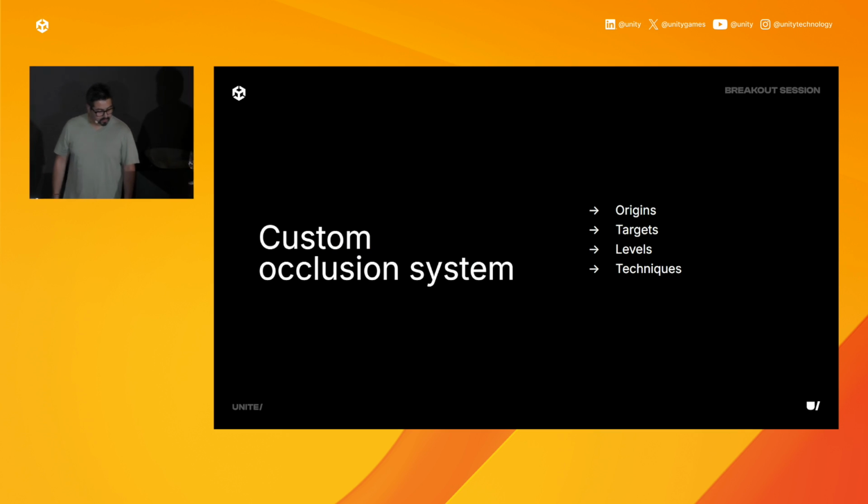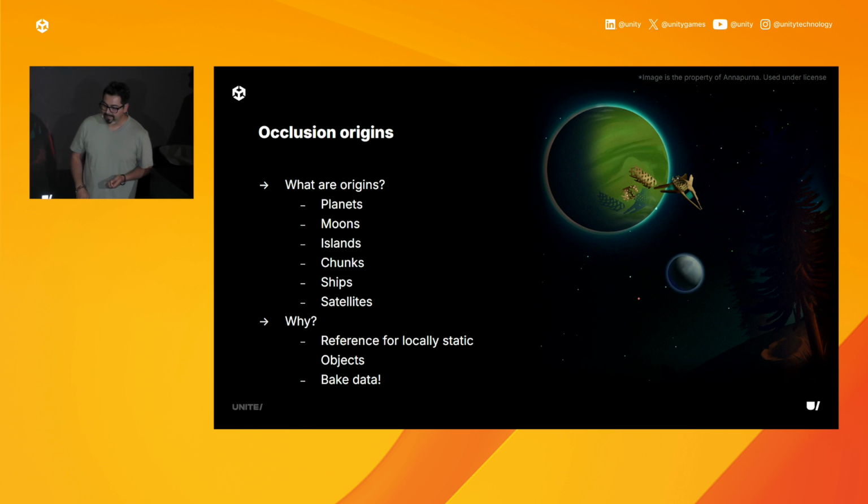Right. So, as I had mentioned earlier, we weren't able to use any of the out-of-the-box occlusion systems that exist. Most, if not all, rely on static occlusion data to process occlusion. So we needed a solution that could be dynamic, repeatable, and efficient within Outer Wilds. So let's go over what we implemented.